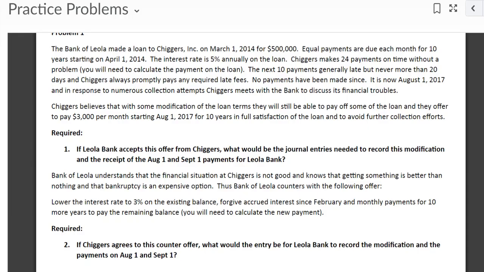So if we go back and see here, here's the problem. We've paid the late fees. We haven't paid that many payments. It's now August. The Bank of Leola has not received anything, and finally we're going to get some response from them. So they owe us interest from January, February, March, April, May, June, July, and now we're in August 1st. So it's just July, 7 months.